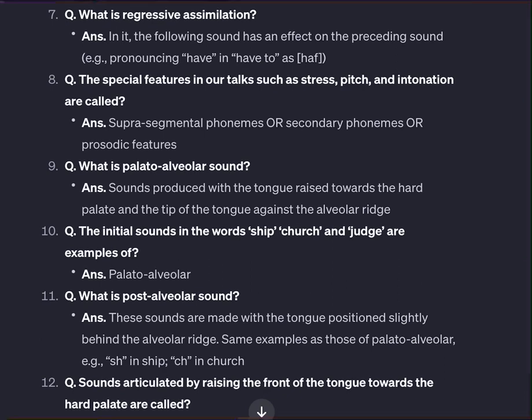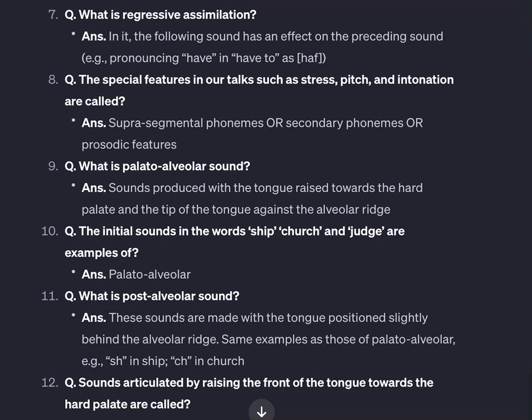7. Q. What is regressive assimilation? ANS. In it, the following sound has an effect on the preceding sound, e.g., pronouncing "have" in "have to" as "haf". 8. Q. The special features in our talks such as stress, pitch, and intonation are called ANS. Suprasegmental phonemes or secondary phonemes or prosodic features.